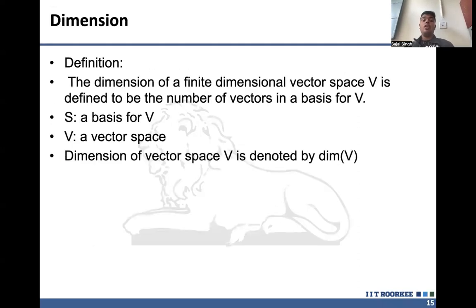Moving to the next slide, we conclude with a small topic, that is dimension. The dimension of a finite-dimensional vector space V is defined to be the number of vectors in a basis for V. Simply, how many vectors are in the basis for V is also called the dimension. If S is a basis for the vector space V, the dimension of V is denoted by dim V.